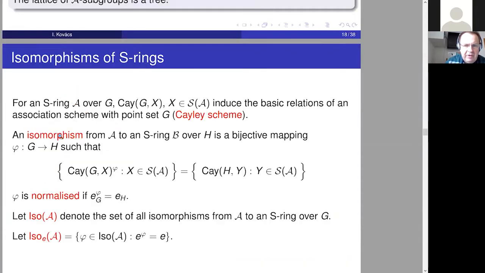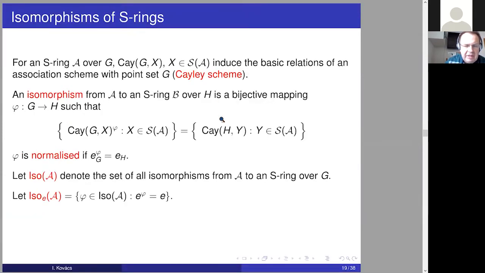It's a well-known fact that for an S-ring A over G, the Cayley digraphs, when X runs over the basic sets, induce the basic relations, or the basic graphs, of an association scheme on the point set G. This is also called a Cayley scheme. And we can define isomorphism between S-rings as isomorphism between Cayley schemes, between association schemes.